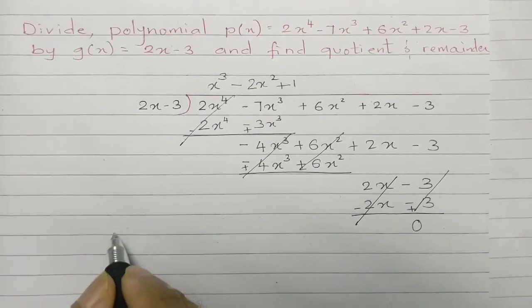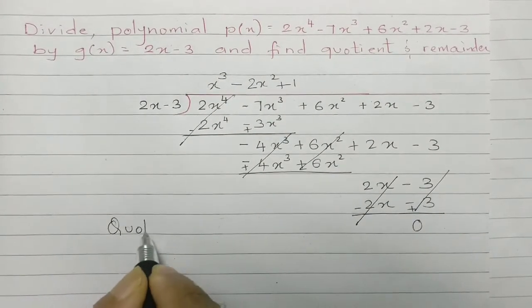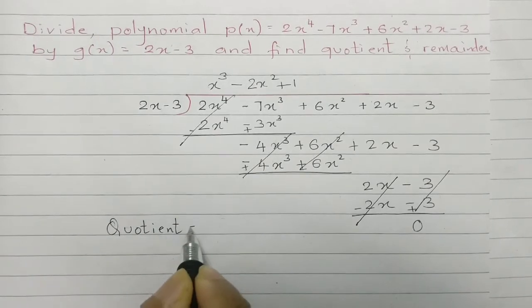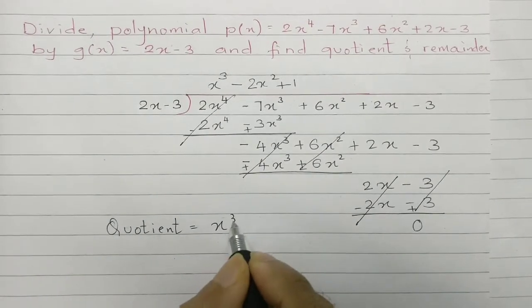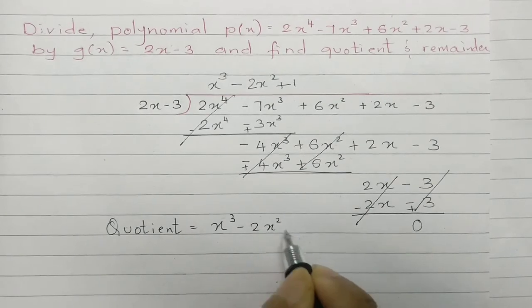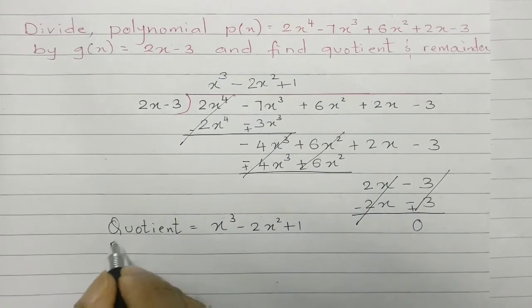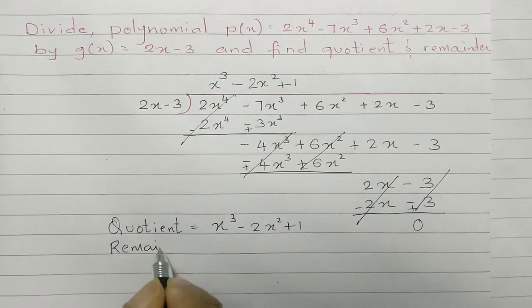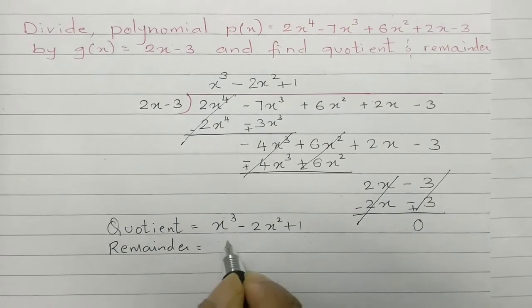So therefore my quotient is equal to x cube minus 2x square plus 1, and remainder is equal to 0.